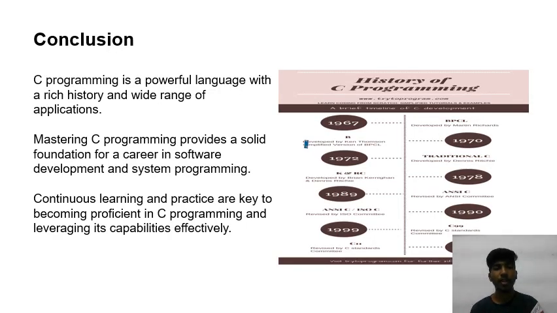Conclusion. C programming is a powerful language with a rich history and a wide range of applications. Mastering C programming provides a solid foundation for a career in software development and system programming. Continuous learning and practice are key to becoming proficient in C programming and leveraging its capabilities effectively.